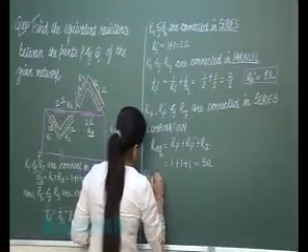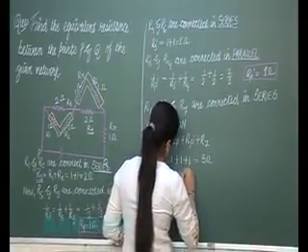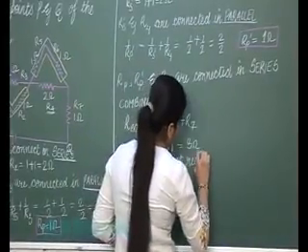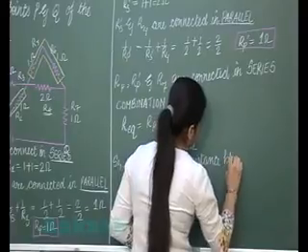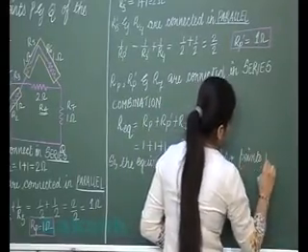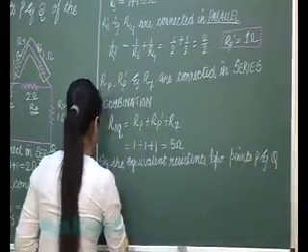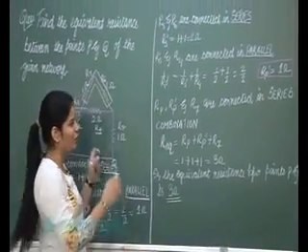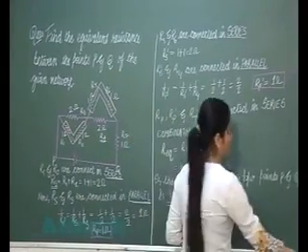So the equivalent resistance between points P and Q is 3 ohm. Student, I hope this question is very clear to you. Now we shall solve another numerical.